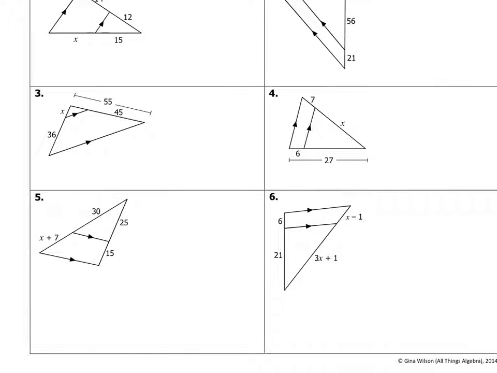Number 3, I have the whole side from here to here is 55. And this is 45. So then I know this portion is 10. Again, if these two segments are parallel, I just need to set up my proportionality here. But you do have to be careful about how to calculate this length of 10 there. If you cross multiply, it becomes 45x equals 360. So x is 8. That's your final answer there.